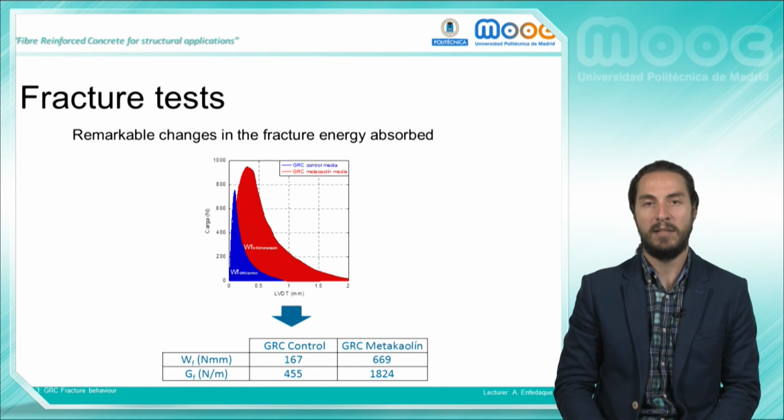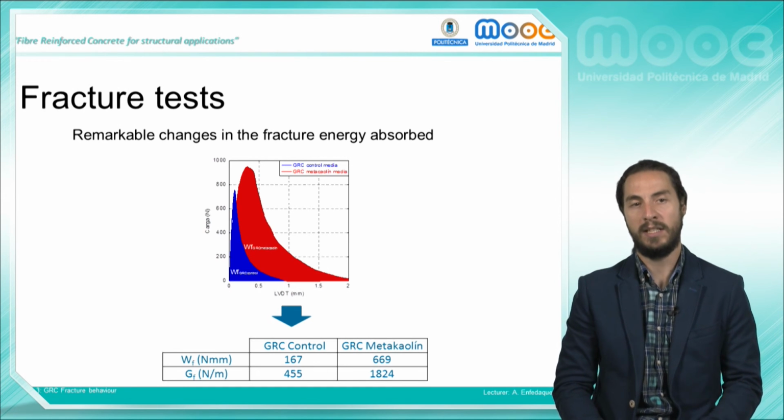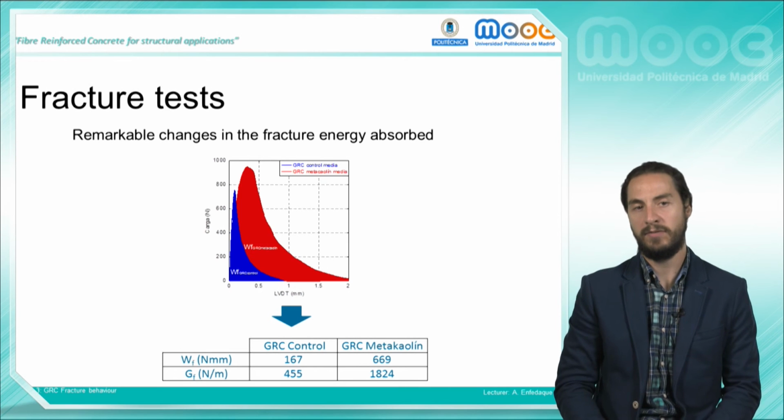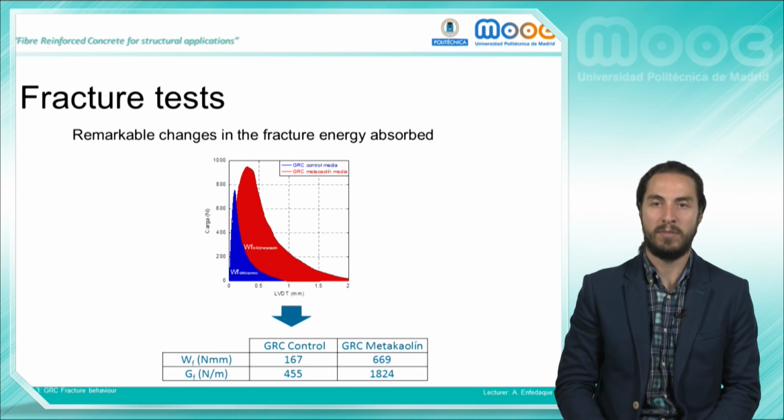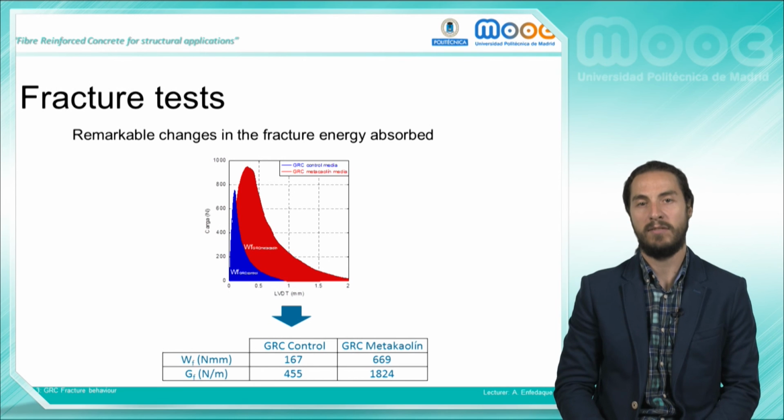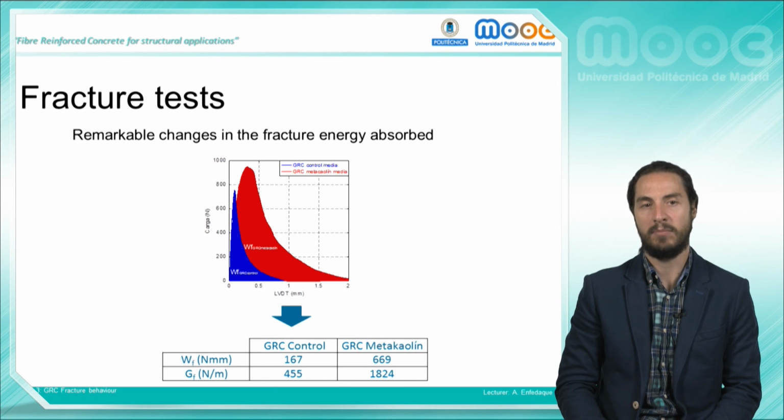As can be seen in the table, in the case of the normal GRC formulation, the fracture energy obtained is 455 newtons per meter, while in the case of the formulation with metakaolin it is up to 1800 newtons per meter, which represents 4.5 times and 18 times more than the fracture energy of a normal conventional plain concrete.